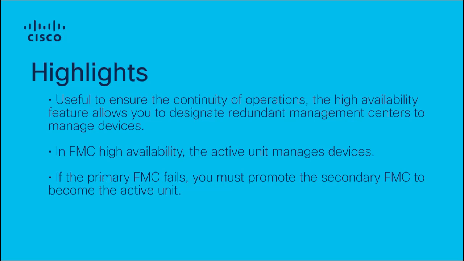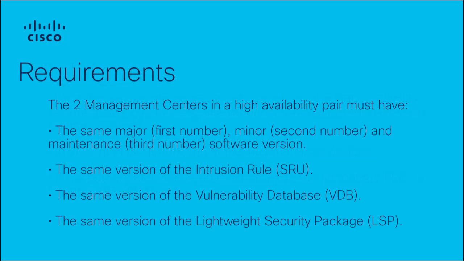The management centers support active standby high availability, where one appliance is the active unit and manages devices. The standby unit does not actively manage devices. Please consider that when the primary management center fails, you must promote the secondary management center to become the active unit. The requirements for FMC high availability are the following.